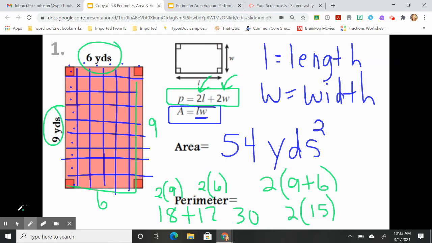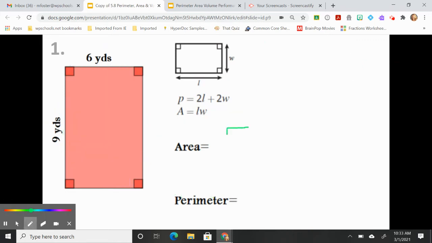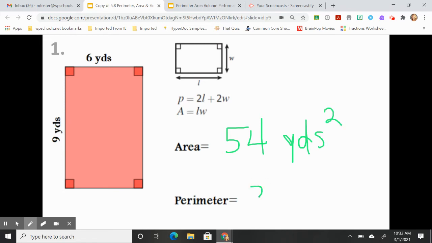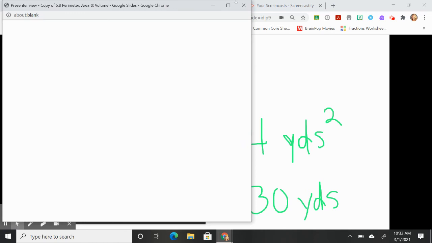All right, now the units. Area units are always squared. Perimeter units are just plain units because we're just talking about one dimension. We're simply talking about one distance all around. Okay, so your units, let me get rid of some of this stuff. We said 54 square yards for our area, and the perimeter was going to be 30 yards. Nothing fancy to add to our units. It's just yards for perimeter. Area will always be square units. So if you're talking about inches for area, it would be square inches. If you're talking about feet, it would be square feet. Okay?